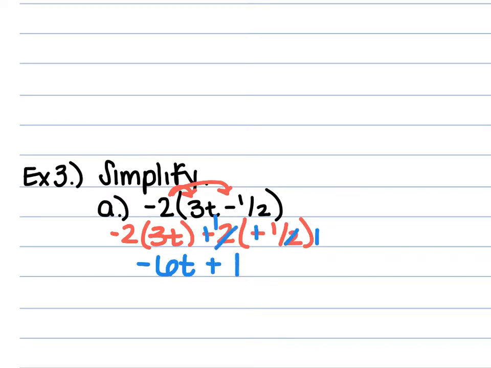So remember, that just doesn't go away. There's not a variable that's attached to it. So you have to represent that plus 1. So negative 6t plus 1 is your solution here.